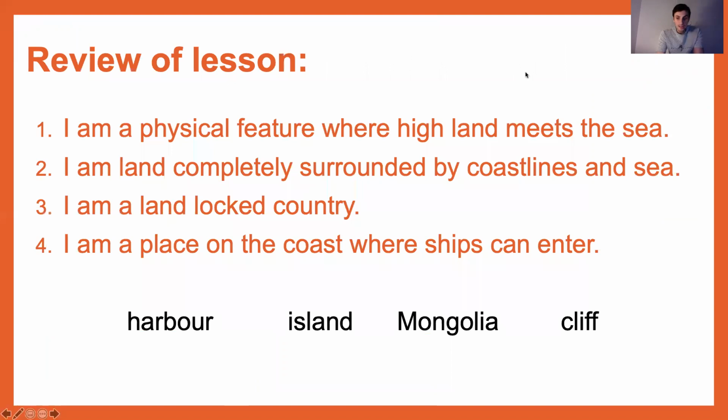Okay, a quick review of the lesson. I'm going to read the questions out, then I want you to pause and go through these yourself. Question 1, I'm a physical feature where high land meets the sea. Very steep. Is that a harbour, an island, Mongolia, or cliff? Next one, I am land completely surrounded by coastlines and sea. Very similar. Sounds like what the United Kingdom is.